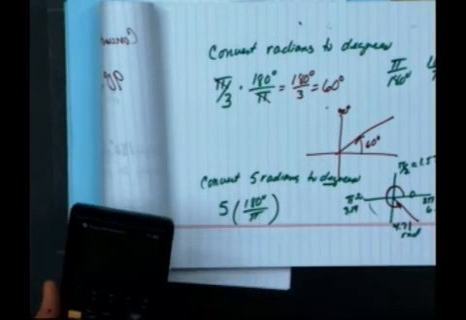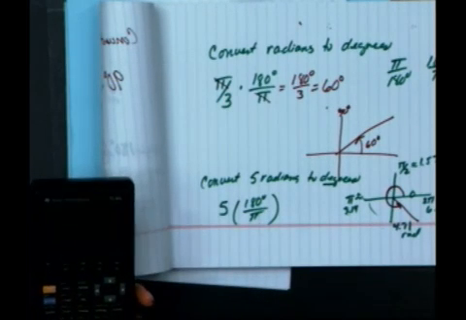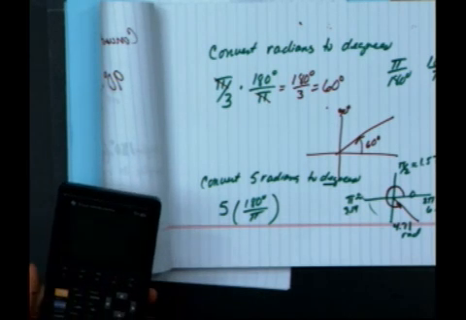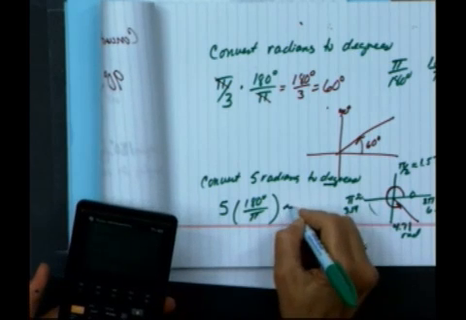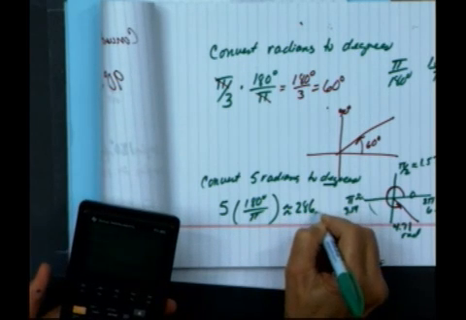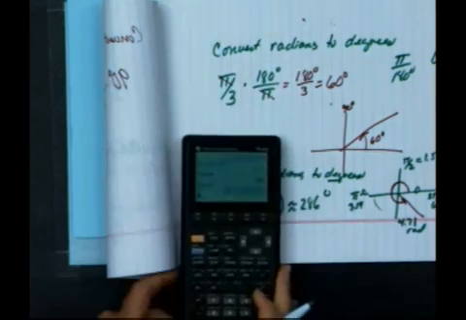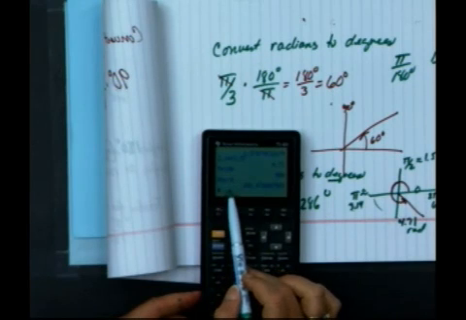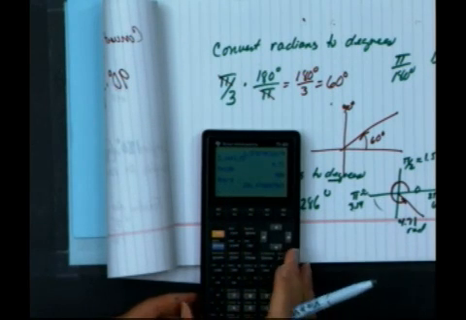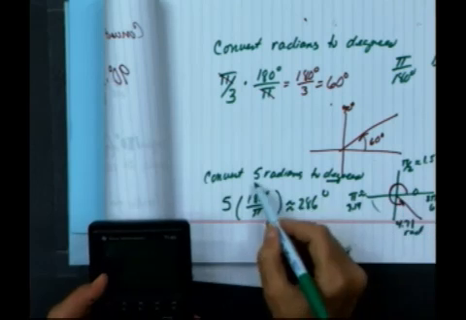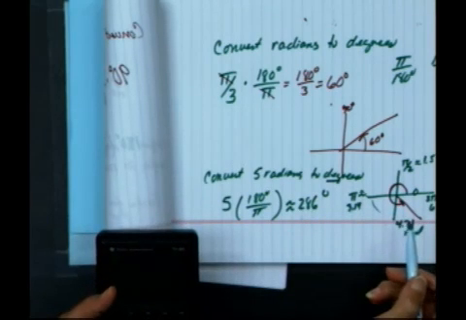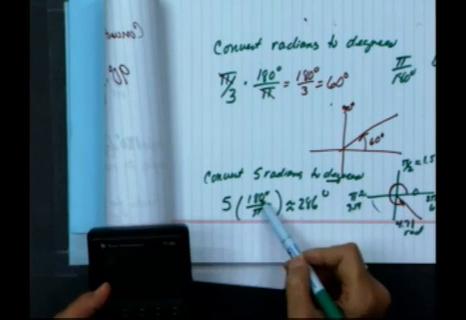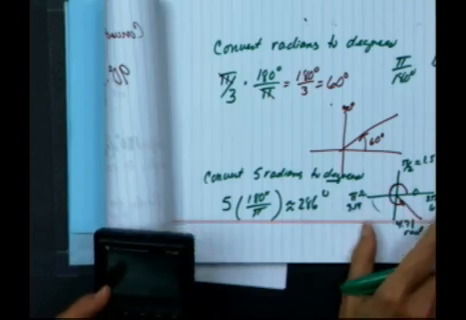Let's just plug that in the calculator and see what we get. 5 times 180 divided by pi comes out to be approximately 286 degrees. There it is right there if you can see it. So 5 radians is equivalent to about 286 degrees. Okay, everybody good? Converting from degrees to radians, radians to degrees.